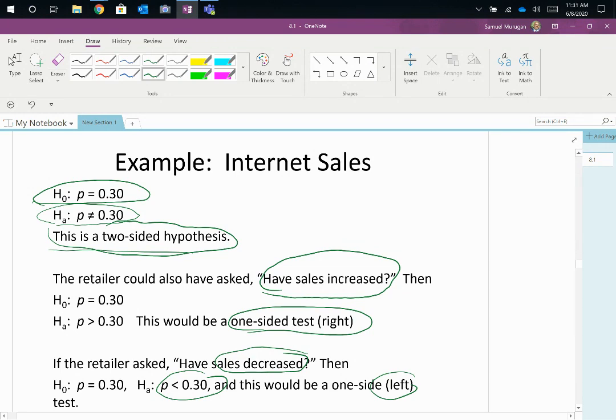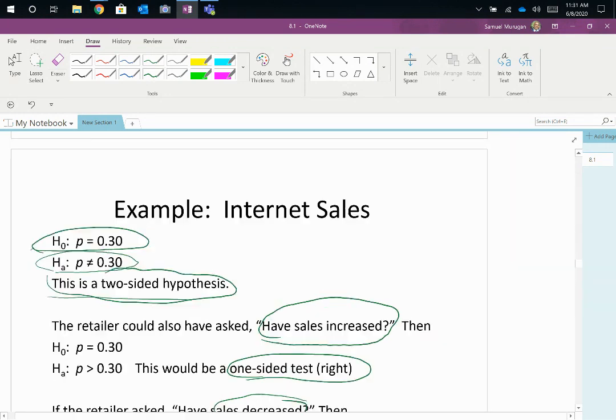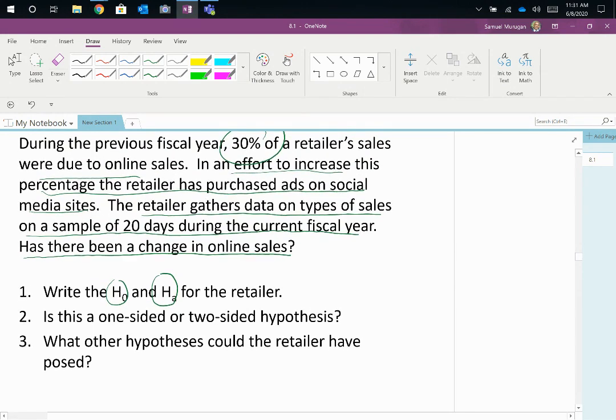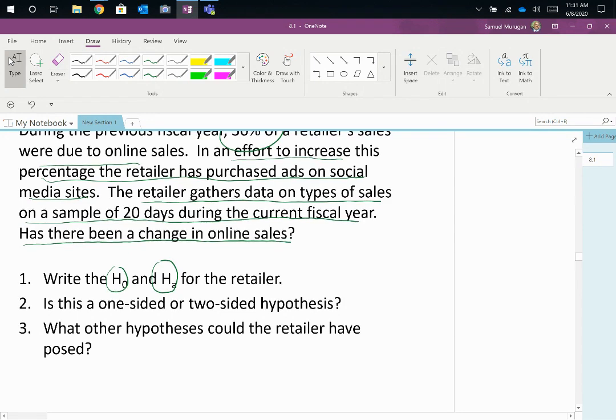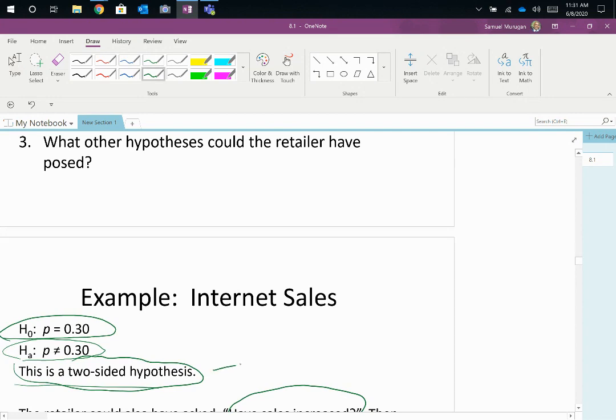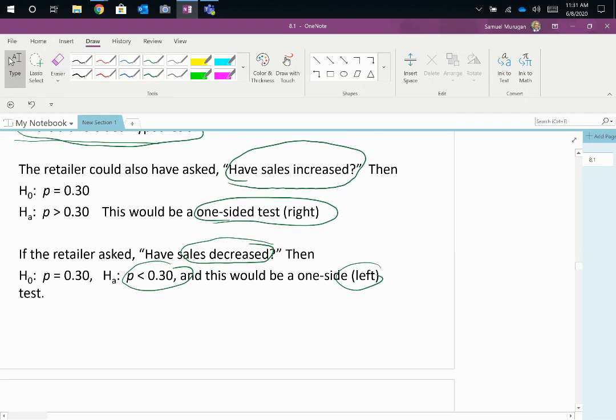Okay? Hope you can see the difference here. So because he or she didn't use increase or decrease, we have to assume that they're just trying to find out in general, both sides, whether it increased or decreased. That's why we have a two-sided hypothesis.